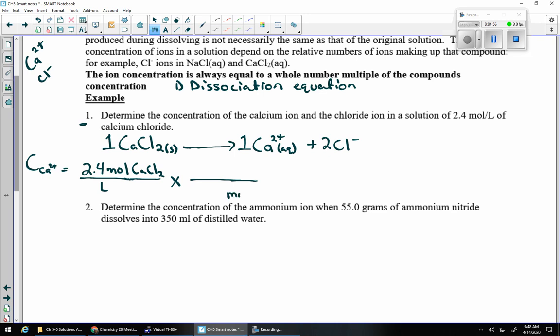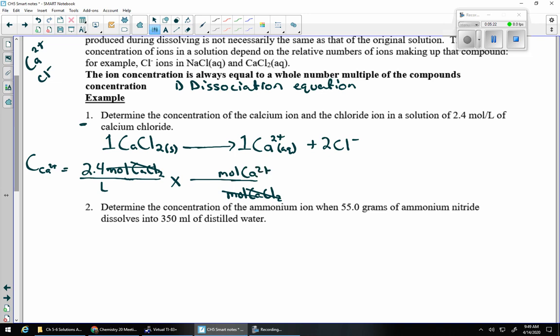I want to cancel out moles of calcium chloride, CaCl2, because I don't want the moles per liter of calcium chloride, I want the moles per liter of just calcium. So those two, remember things in the top are going to cancel with things in the bottom. So those are totally 100% canceled out. Now I want to have moles of calcium ions. So that's what I want left over.